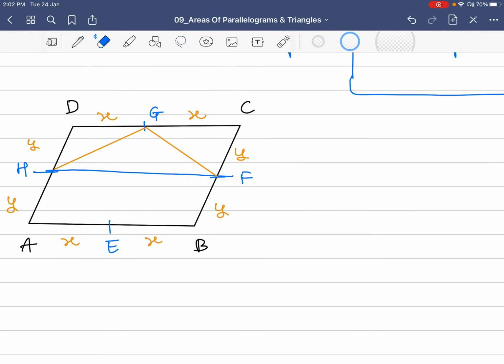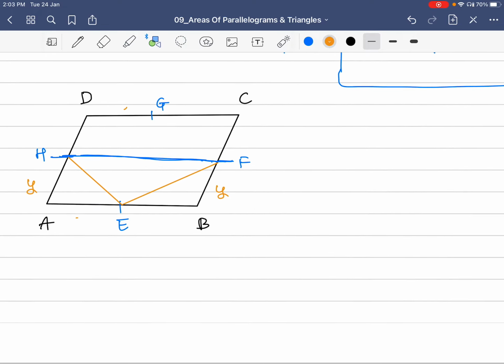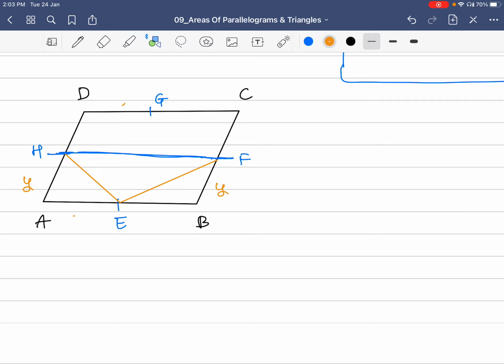Let's erase the unnecessary parts. So I don't need this, I don't need this, I don't need this, and I also don't need this orange line. I need the blue line. So HF is the line which we constructed. Now we are going to construct this triangle here, HEF. And once again, I am not going to repeat the whole proof, but the concept is exactly the same.